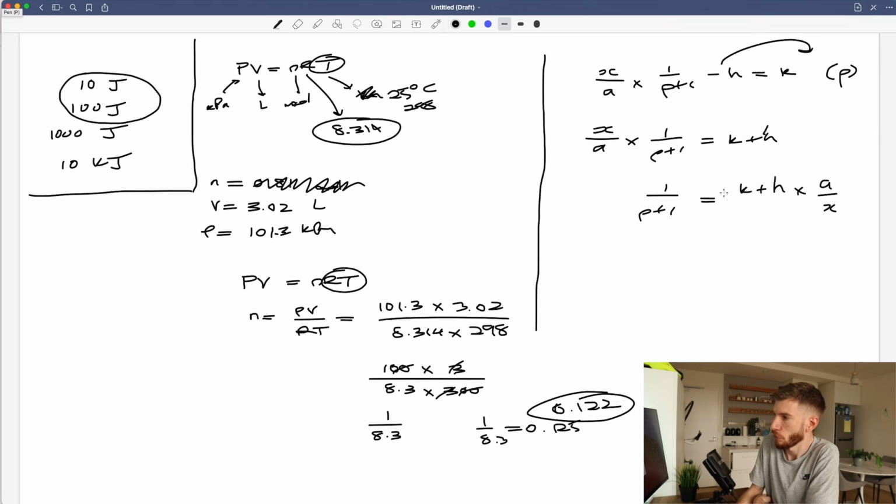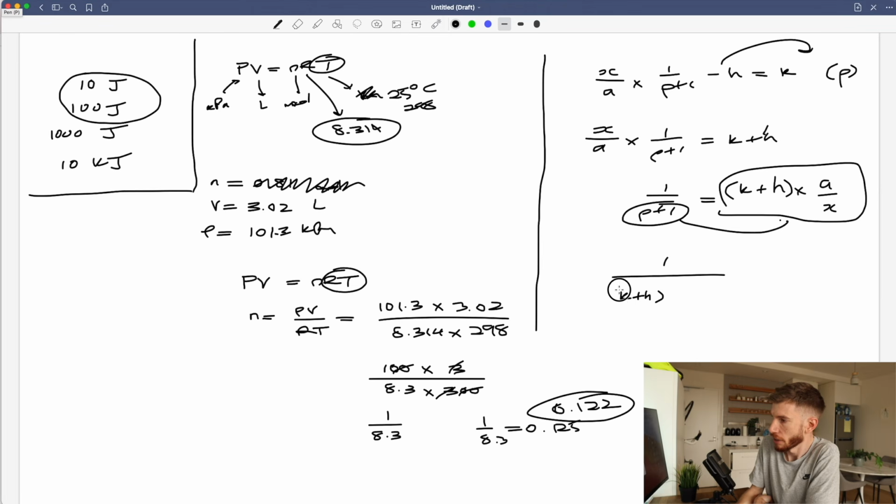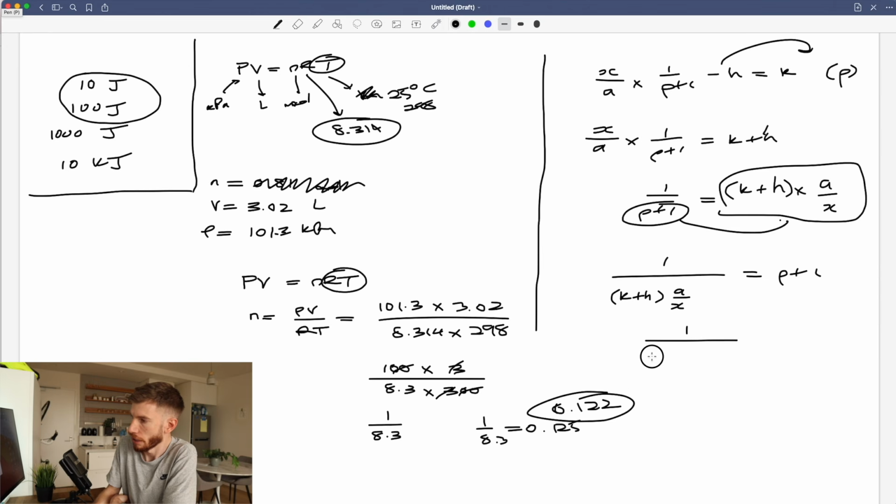And then lastly, without even working out what this is, I need to put that in brackets, I'm just going to switch out this one here with this whole lump over here. Remember, if it doesn't have p in it, it can move all together. So this would be 1 on k plus h multiplied by a on x is equal to p plus 1. And then I know to just minus 1 from it. Now, sometimes it's a case of making the expression look the same as they've expressed it. So then you have to manipulate a little bit further.